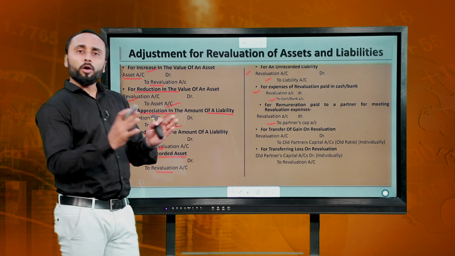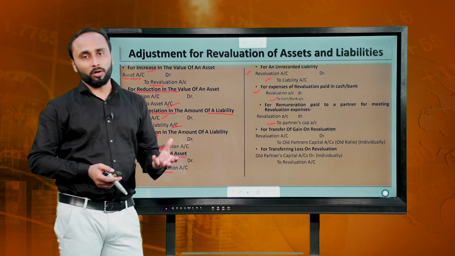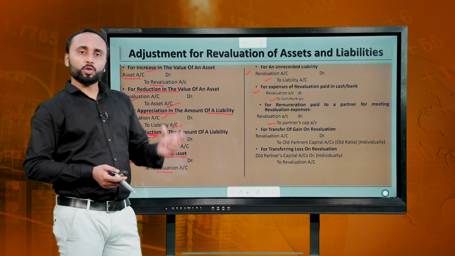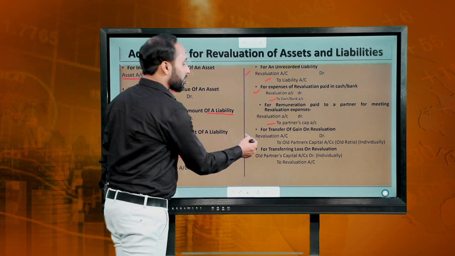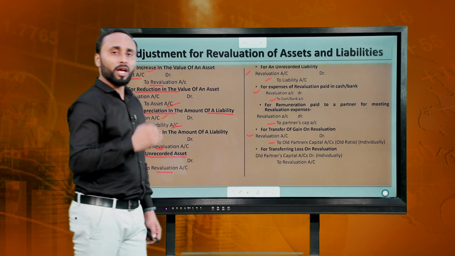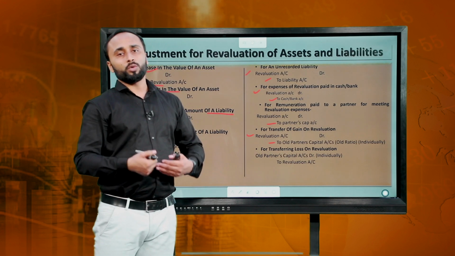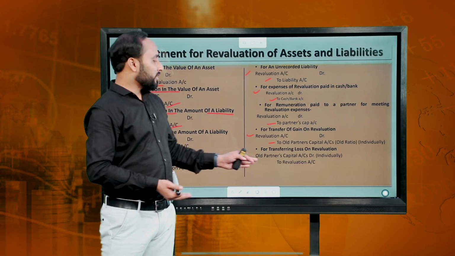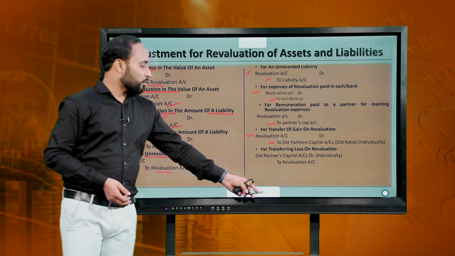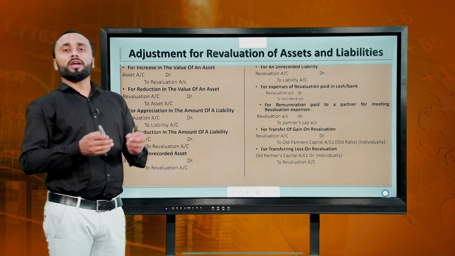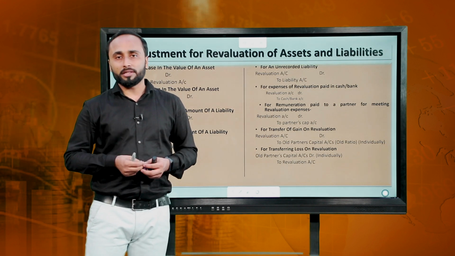Thereafter, having done all these adjustments and entries, we find out the gain or the loss. If there is a gain, we show it on the debit side of the revaluation account. So we debit the revaluation and credit the partners individually one by one in their old ratio. And if there is a loss, we do it on the opposite side by crediting the revaluation account, right? So these are the entries that we have to make or pass for adjustment or revaluation of assets and liabilities.